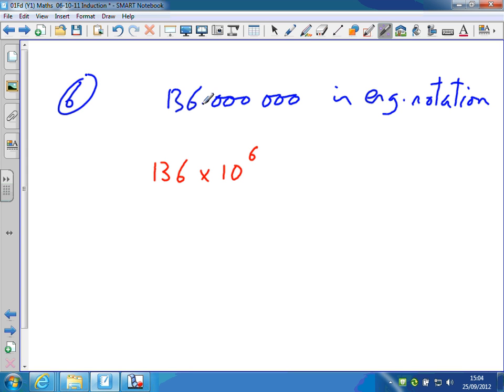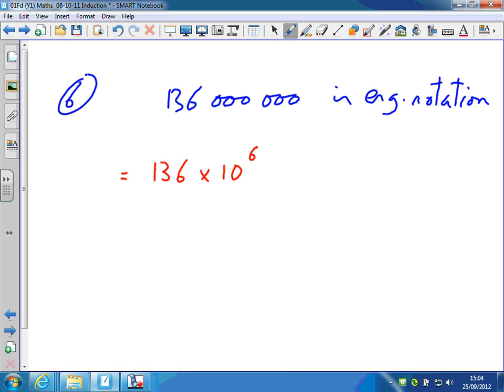And so then what you do is you say, right, I've moved it to there. I've now got to times by 10 to get it back to there. So I times by 10 once, twice, 3 times, 4, 5, 6 times, and I'll get back to where it should be. What's another way of writing multiplied by 10 6 times? 10 times 10 times 10 to the power 6, in other words. So that is actually equal to that. 136 million equals 136 times 10 to the 6.